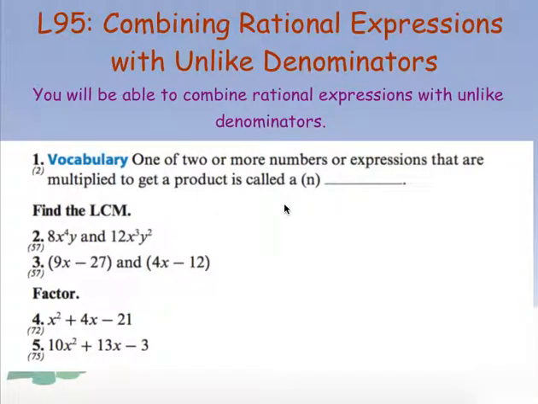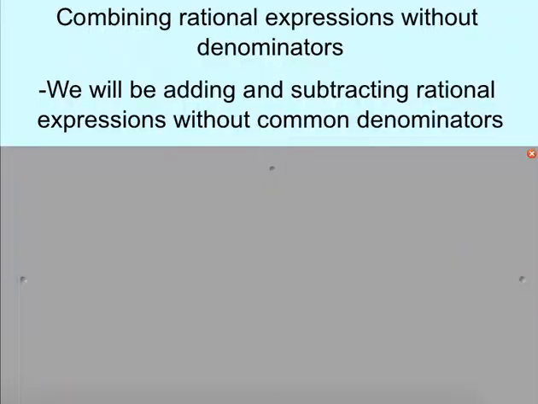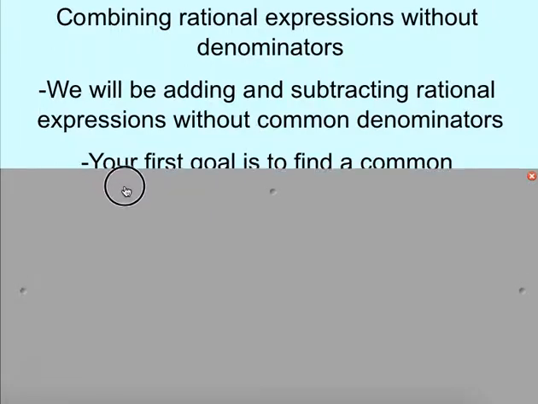Algebra 1, Lesson 95. We are combining our rational expressions with unlike denominators. Now, we've looked at this before a little bit, especially with like denominators, but we did look at some that had different denominators, and we had to find those common denominators. So in this, we'll be adding and subtracting them without common denominators.